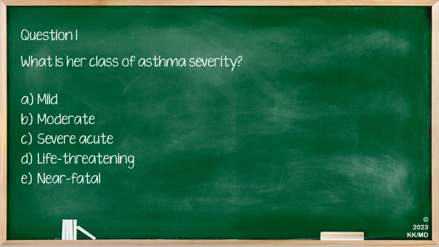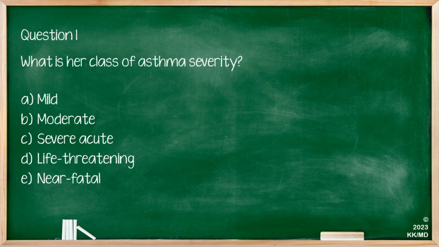A. Mild, B. Moderate, C. Severe acute, D. Life-threatening, and E. Near fatal. And if you go back to the vignette again, you have somebody who's a known patient with asthma, who's coming in with audible wheeze. Her respiratory rate is 28 and sats of 88. She does have an arrhythmia that is new for her, and her ABG shows that CO2 is normal.